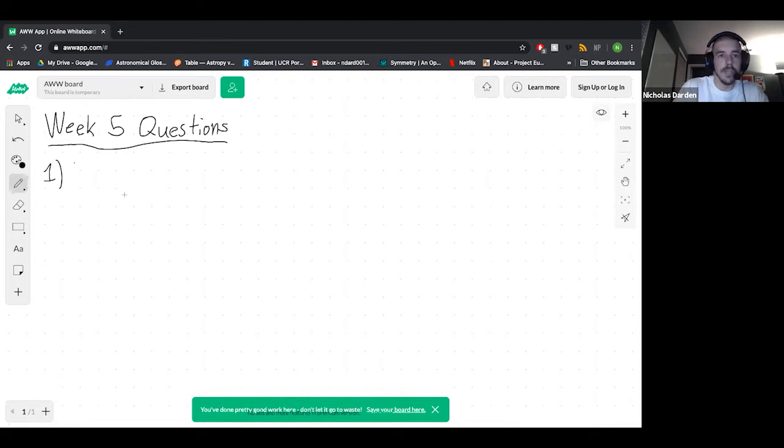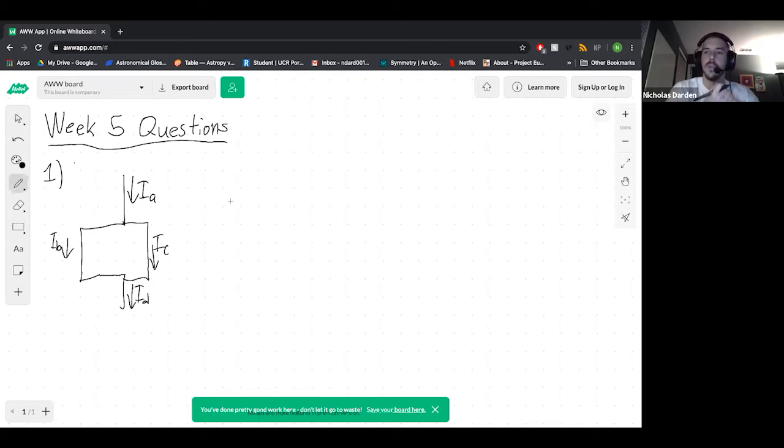So number 1, we have some setup here, some metal wires, and we have a current I sub A flowing through this parallel section. Then we have I sub B, I sub C, and I sub D. And what they're asking us to do is rank them in order from largest to smallest, right? So just using Kirchhoff's laws, we know that the amount of current going into a node has to be equal to the amount coming out of a node.